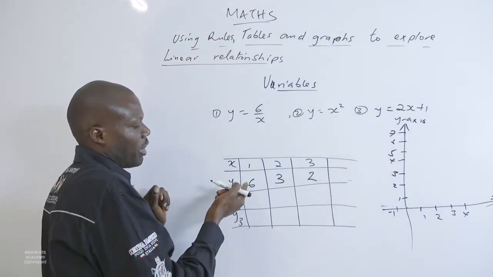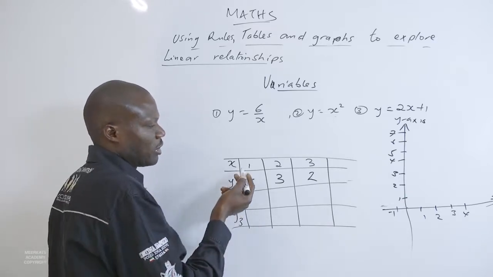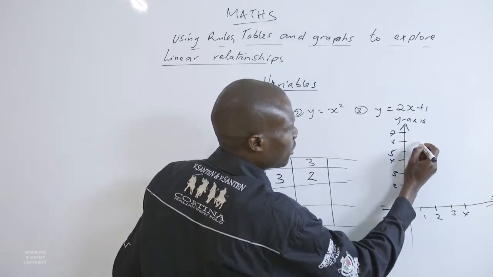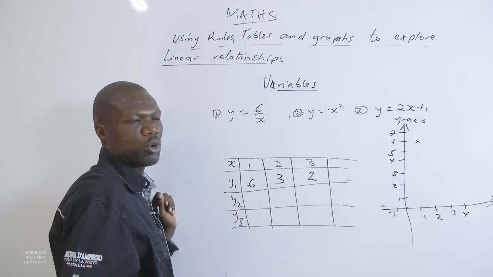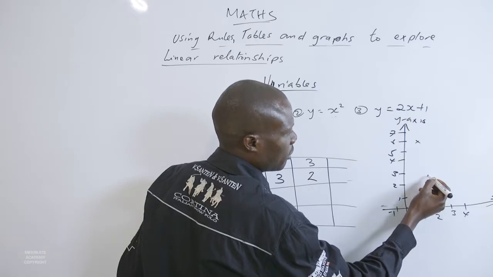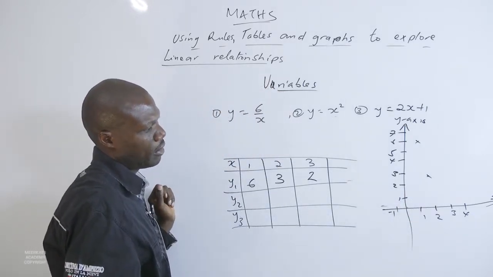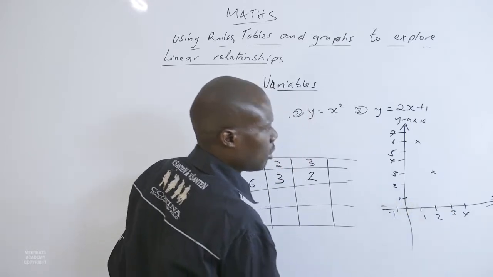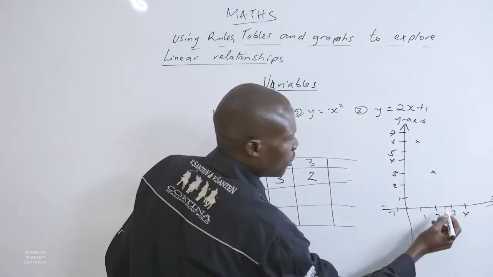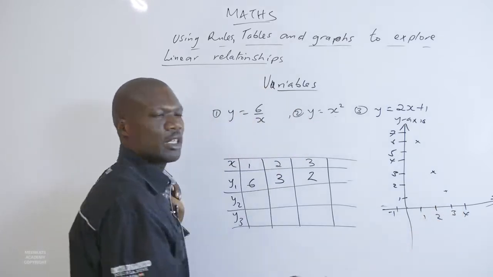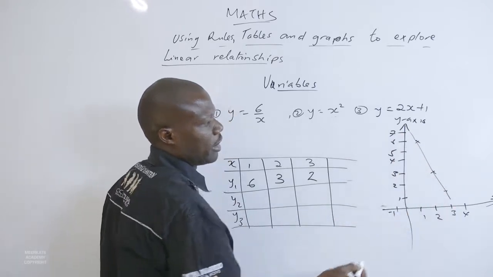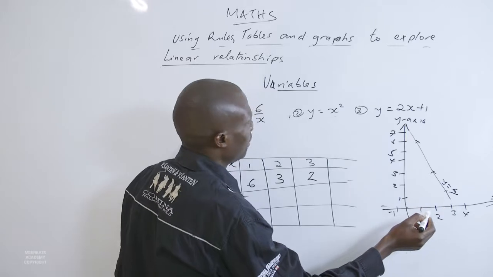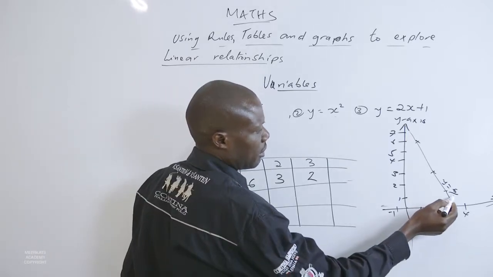Just as a gauge, if we want to plot this, the estimate is when x is 1, y is 6. So this one will settle somewhere here. When x is 2, y is 3, so 2, 3 comes somewhere here. And when x is 3, y is 2. So we find something like this. You realize that when you join these dots, there will be a straight line. That is a straight line, and we say this line is y is equals to 6 over x.